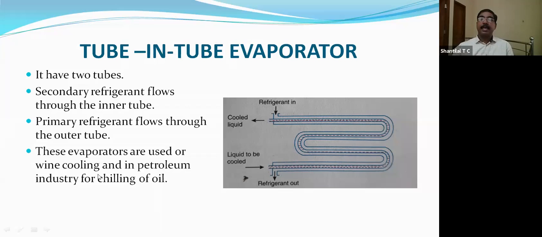Here, the secondary we can say is wine. Wine is the secondary, or oil is the secondary. For chilling oil or chilling wine, we can use this type of evaporator. In this way we can cool the wine or cool the oil. By this method we can cool. So this is another method of cooling, and this model is known as tube in tube type evaporator.